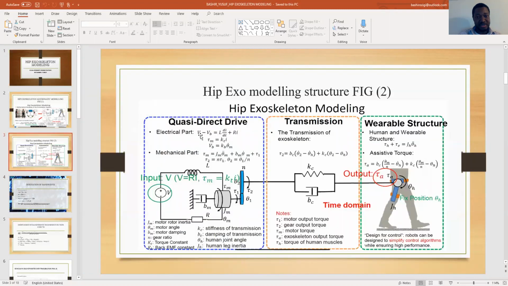So basically, the electrical part has the voltage and the resistance and the inductance, and this is the governing equation of it. And the aim is to have higher torque, and that is why the gear is there to amplify it and lower the speed of the model, such that the assistive torque will be much more prominent for the human that will need it.